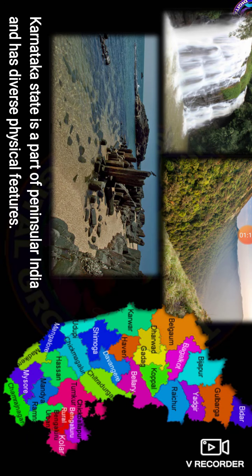Next, let us start the chapter physiographic divisions of Karnataka. Some other peaks, coastlines, and then falls. So these are all what we have to study in this chapter. Karnataka state is a part of peninsular India and has diverse physical features.